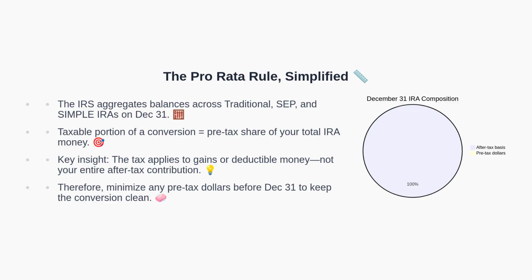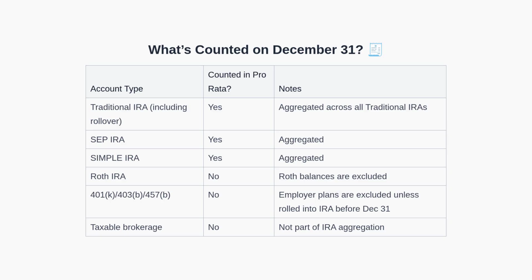Now, let's clarify which accounts are counted and which are not. Here's how the December 31st aggregation works. Traditional IRAs, including rollover IRAs, are counted. SEP and SIMPLE IRAs are also counted. Roth IRAs are excluded from the aggregation. Employer plans like 401(k), 403(b), and 457(b) are not part of the calculation unless you roll them into an IRA before December 31st, which would then include them. Taxable brokerage accounts are not included.